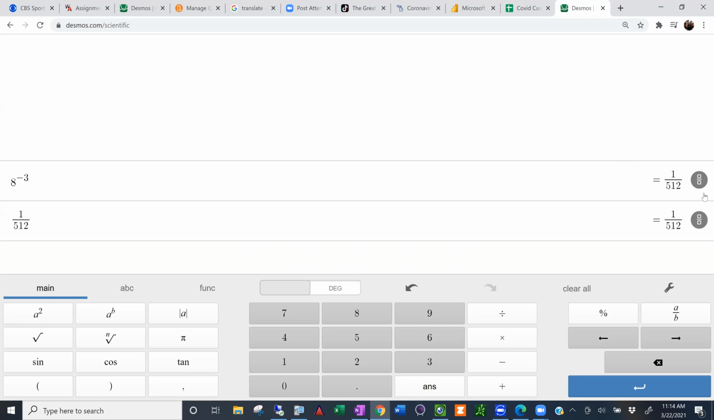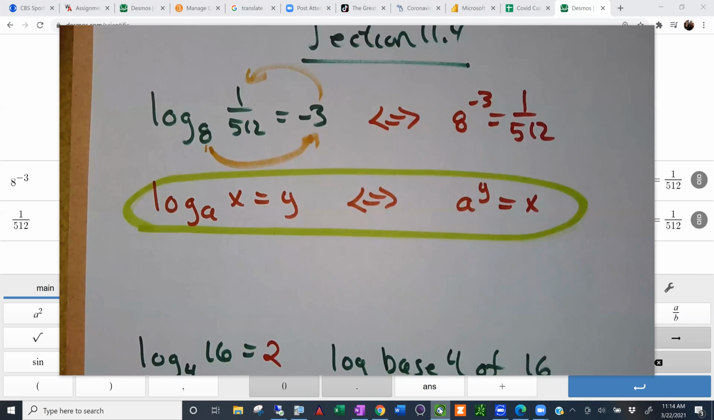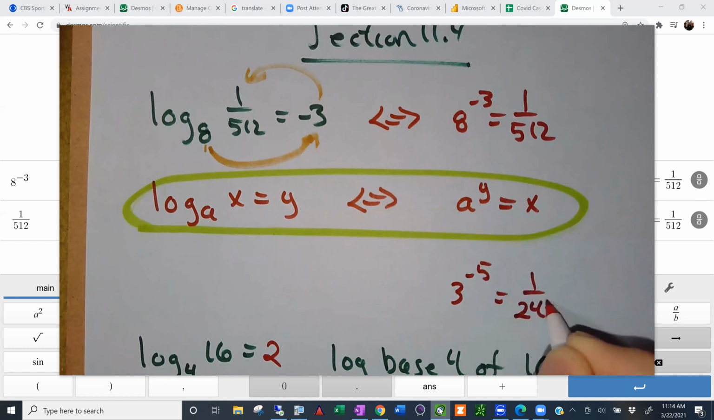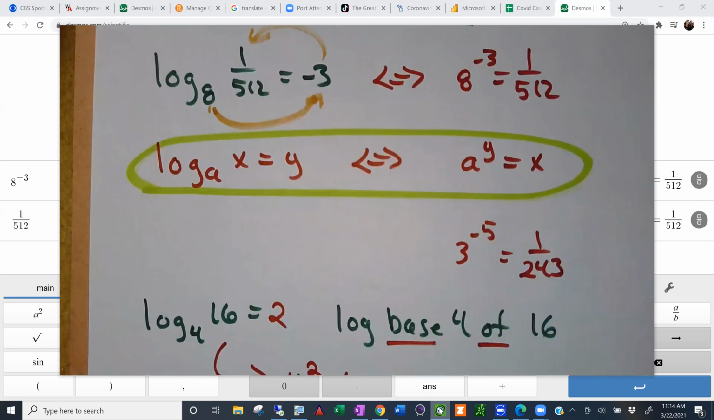Okay, let's try one in kind of the opposite direction. We'll start out with something with exponents and then see if we can't write it with logarithms. So my example here is going to be 3 to the negative fifth equals 1 over 243. So I want to write that using logarithms.